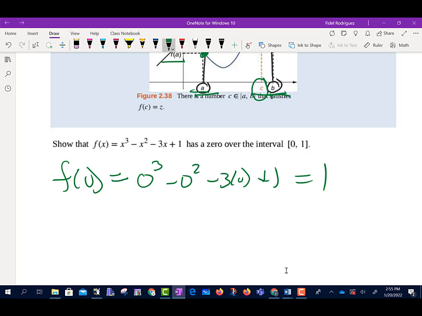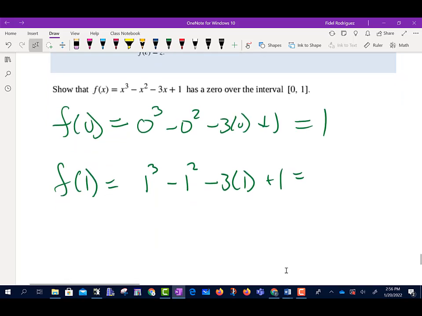All of that is equal to 1. Okay, now let's find f of 1. So 1 to the third minus 1 squared, minus 3 times 1 plus 1. What is this equal to? Let's see. 1 minus 3 plus 1. That goes away. Negative 3 plus 1, negative 2.